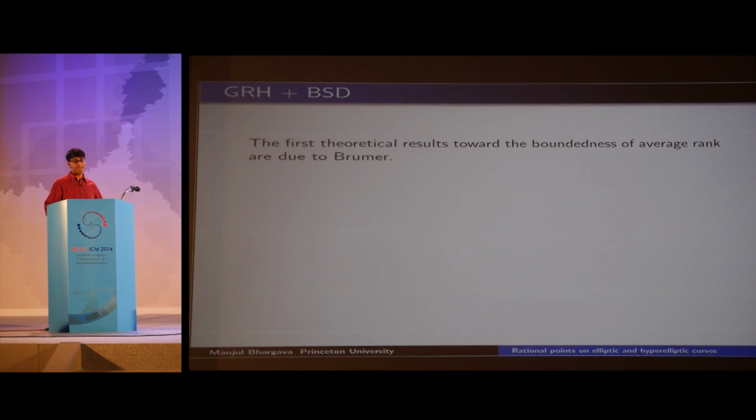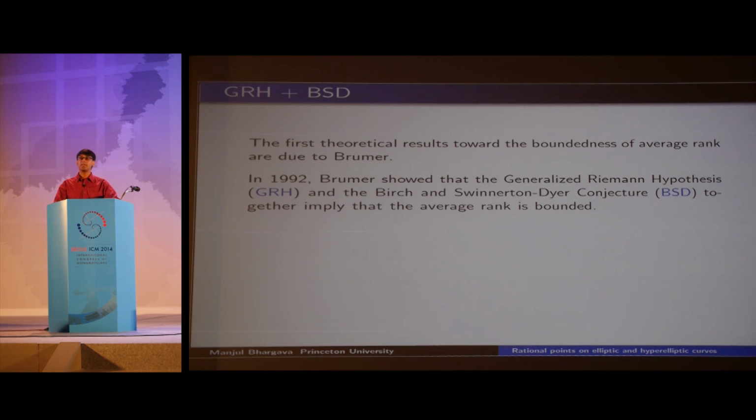The first theoretical evidence towards the boundedness of average rank, because the graph doesn't even make it clear that you should expect boundedness of the average rank, since the average rank seems to be going up. The first theoretical results toward the boundedness of average rank are due to Brumer. So in 1992, Brumer showed that if you assume the generalized Riemann hypothesis and the Birch-Swinnerton-Dyer conjecture, together they imply that the average rank is bounded. So the standard joke here is that if you assume $2 million worth of conjectures, then it is true that the average rank is bounded.